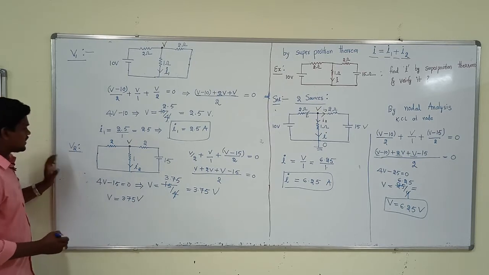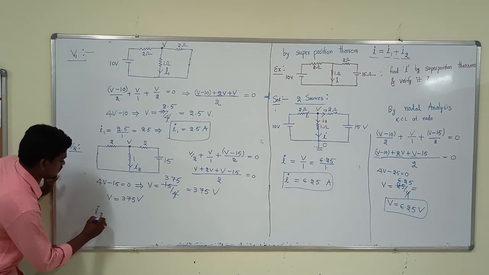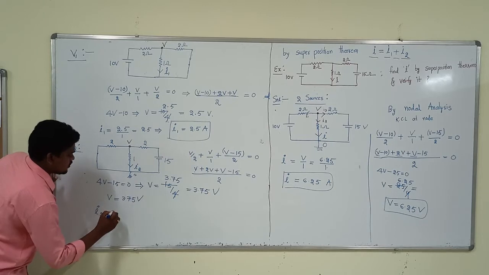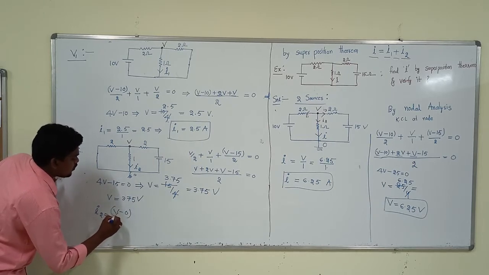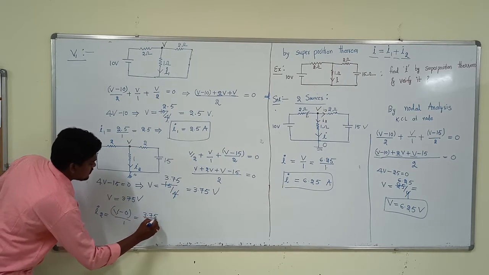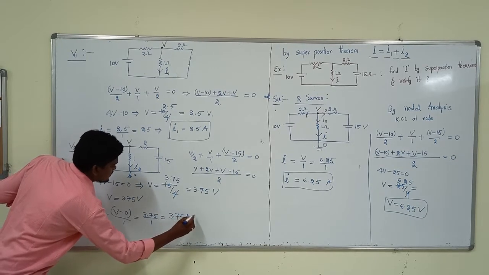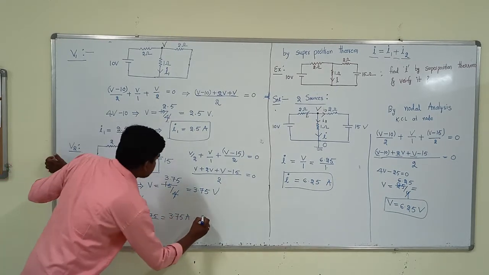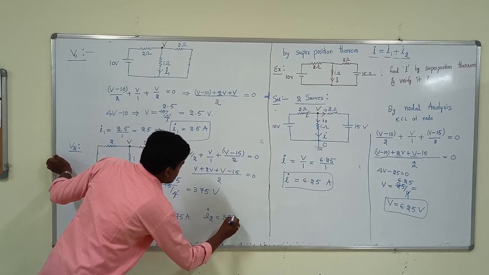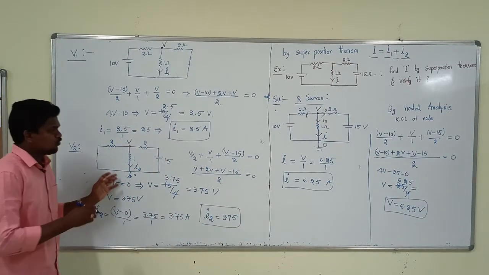But what is our requirement? Our requirement is to find out the current I2. So current I2 is the difference between voltages, V minus 0 by 1. What is V? 3.75 by 1. We will get 3.75 amperes. So, finally, we are getting I2 current value as 3.75. Now, we will verify both are the same or not.